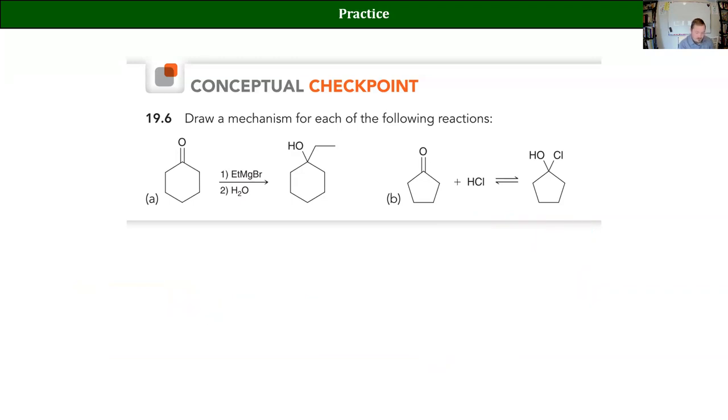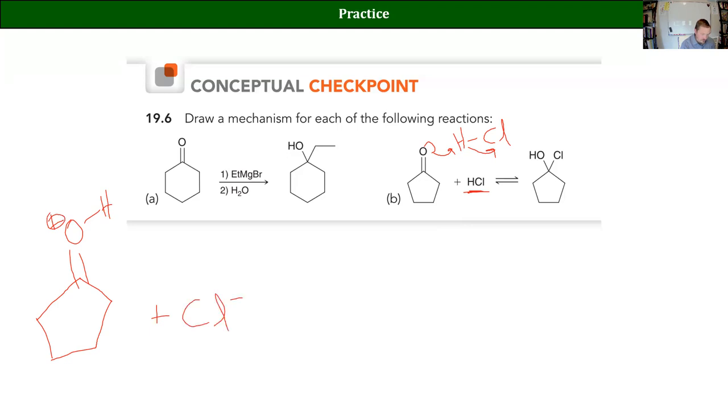So B would be a case of acid catalysis. We have hydrochloric acid there, right? So our first step is going to be one of the lone pairs from the oxygen grabs that proton, and you wind up making chloride. So then our intermediate winds up looking like this, and then we have chloride still floating around.